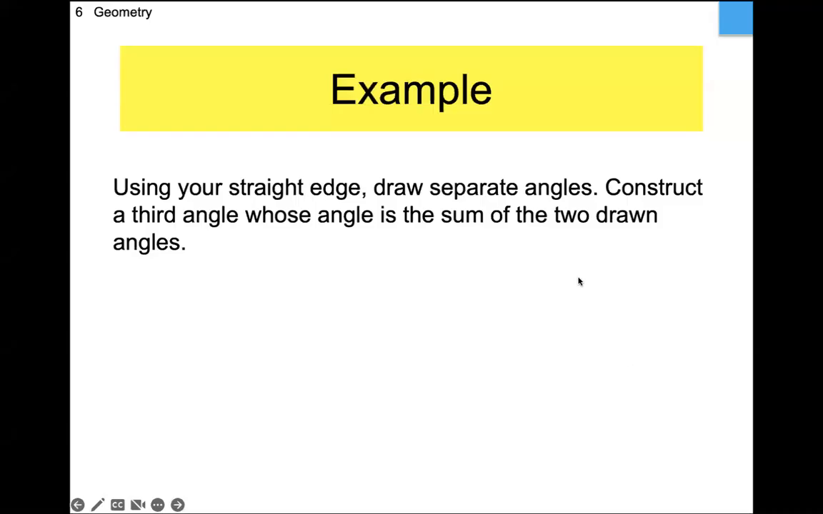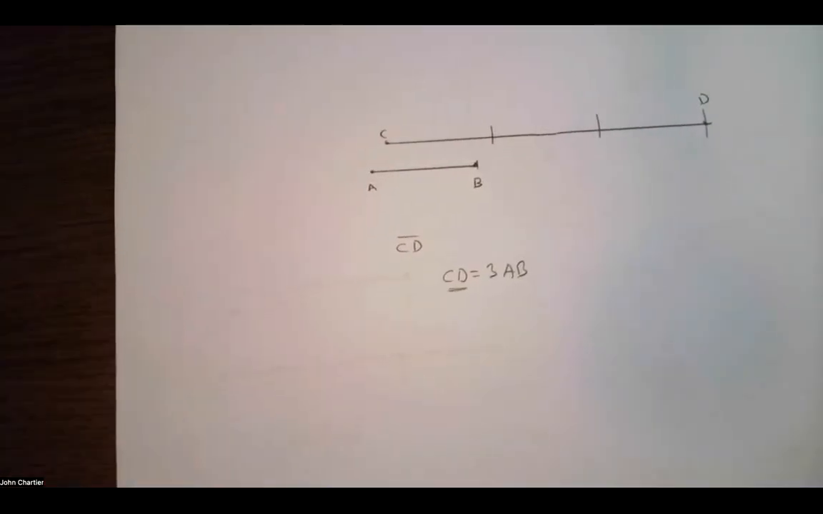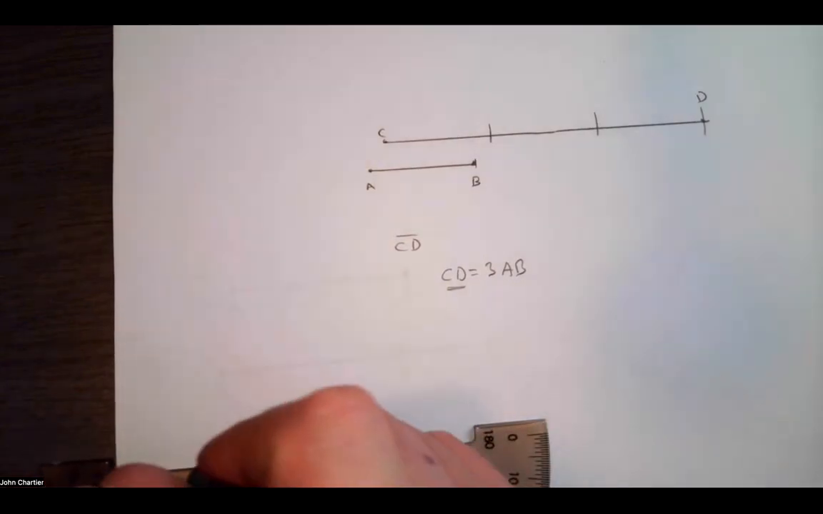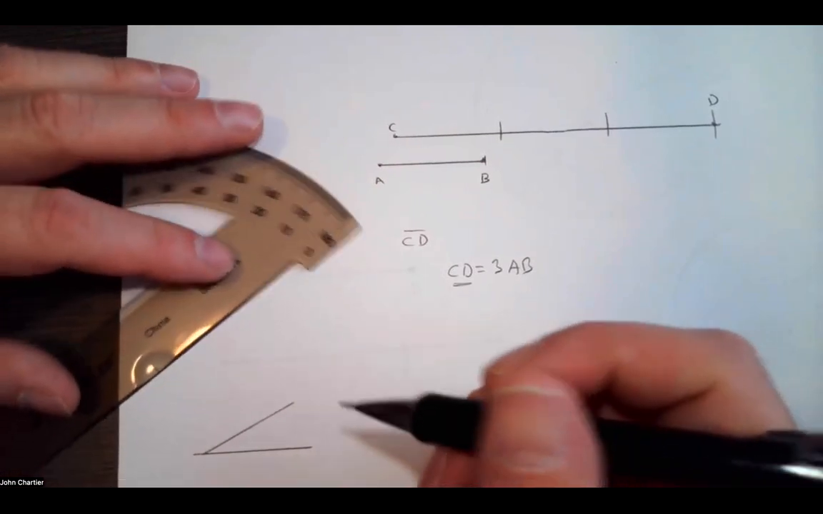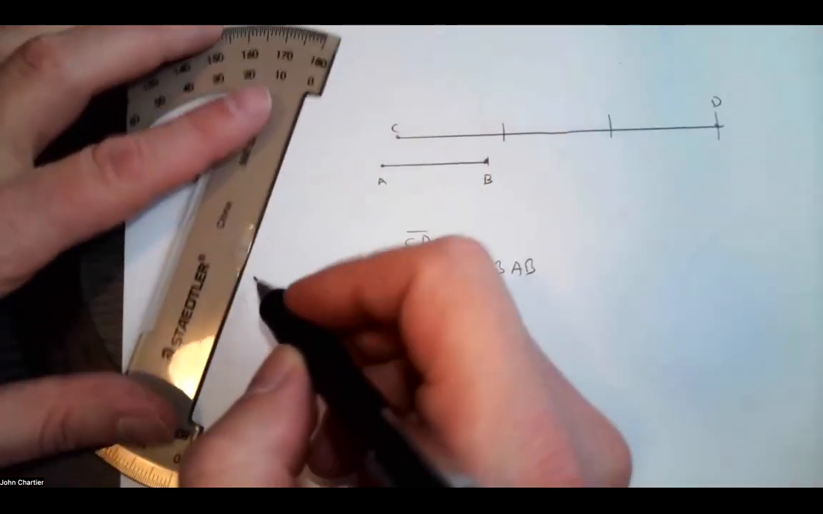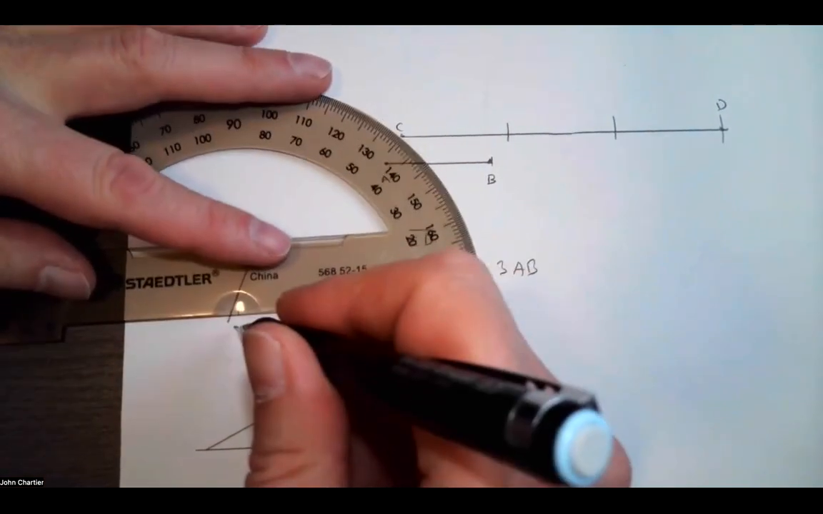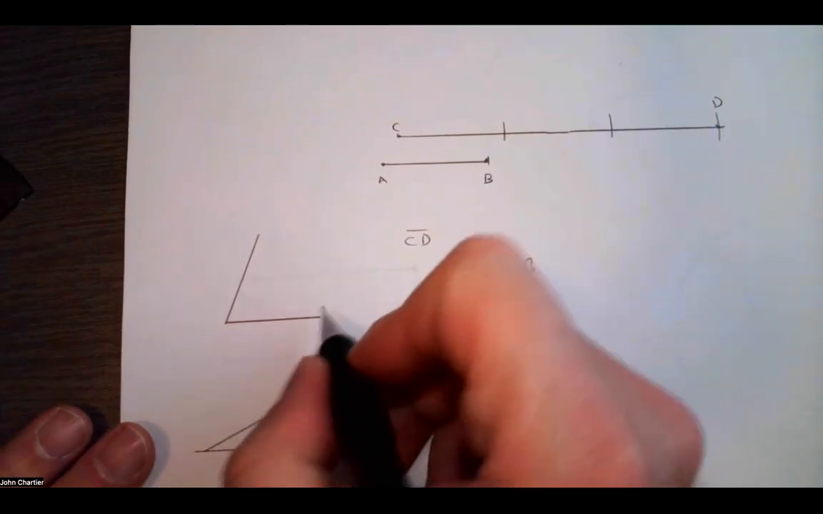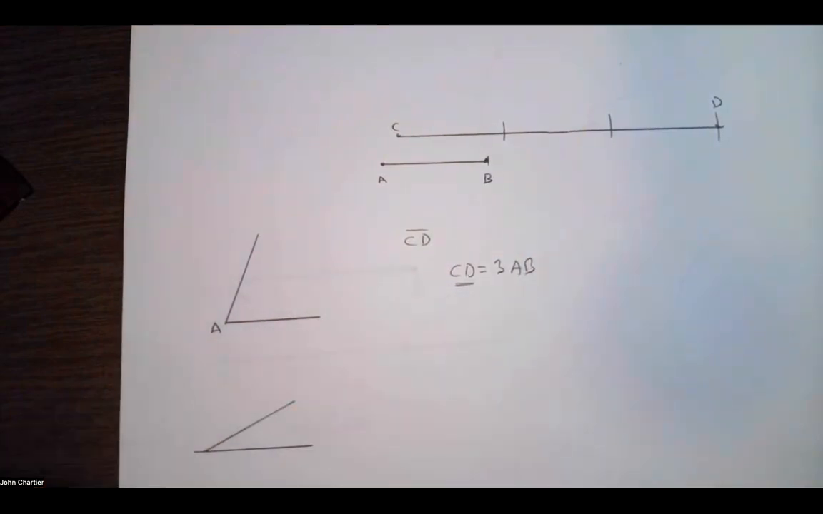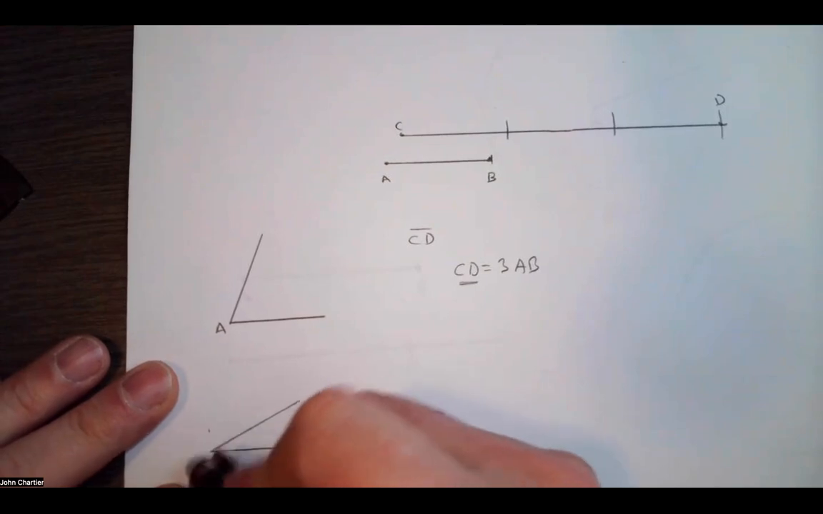Here's the one that I had on the class itself. It says, using your straight edge, draw 2 separate angles. Construct a third angle who is the sum of the 2 given angles. Gosh, that sounds complicated, but watch this. So they're going to give you 2 angles. I'm just making 2 quick angles right there. And let's make a really big one. It's still going to be acute, but certainly not the same distance. So we'll call this angle A, and we'll call this angle B.